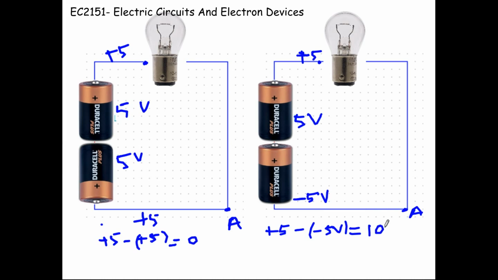So the energy given to the bulb is more here than in the previous circuit. Previously we gave only a 5 volt circuit, now we are giving 10 volts, which means we are giving more energy, so there will be more illumination from the bulb.